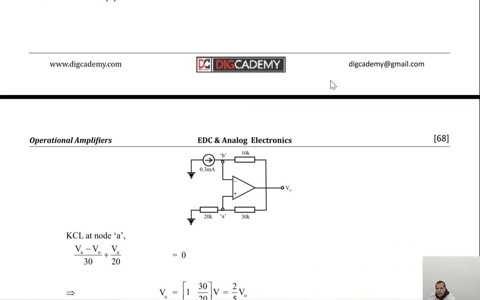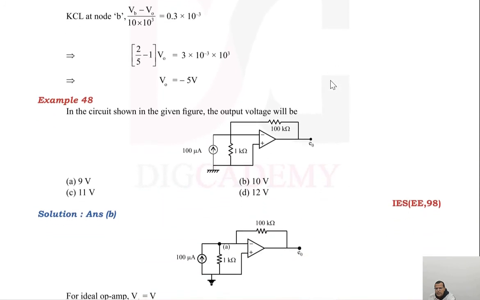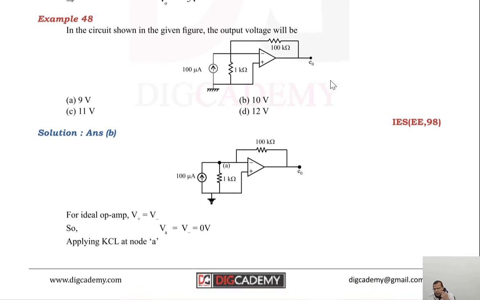So the solution is given to you in detail, with the similar steps whatever we have done. Fine. Now let us see the next example. In the circuit shown in the figure, you have to find the output voltage. Here it is nothing but a current source with a resistance connected in parallel. So we can find the output voltage by simply applying KCL at this node. So if you apply KCL at this node, what do we get?